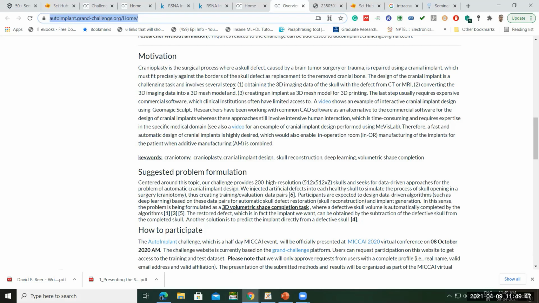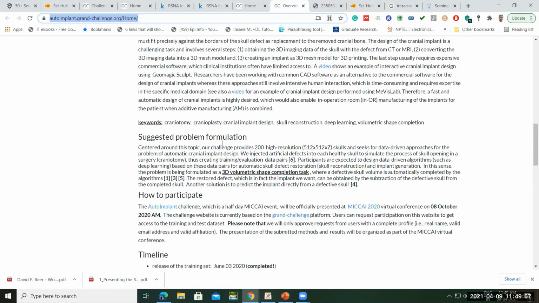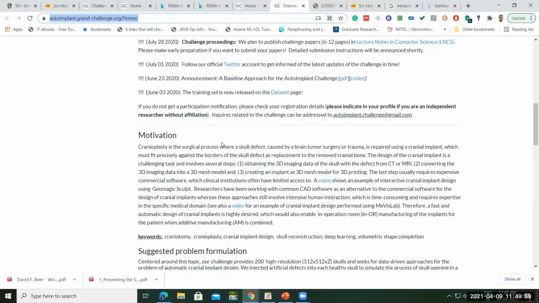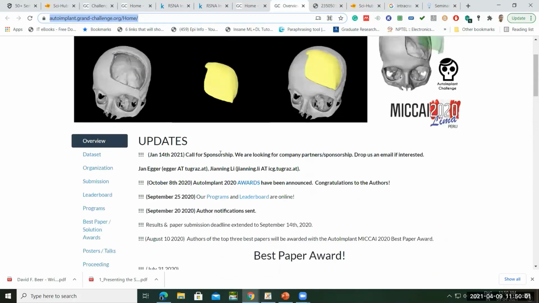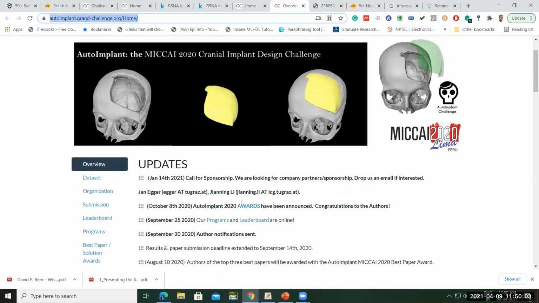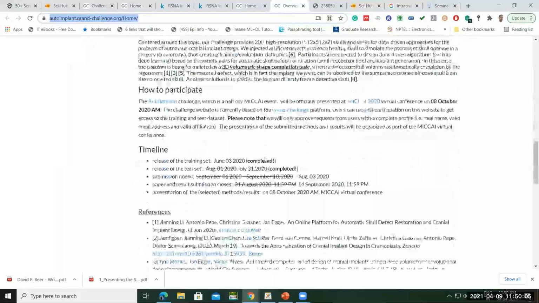So, you now know what it is. And remember, you are not a medical professional, yes? You are not a surgeon, okay? But how are you going to apply machine learning approaches to this? So, you go down here and you see papers.